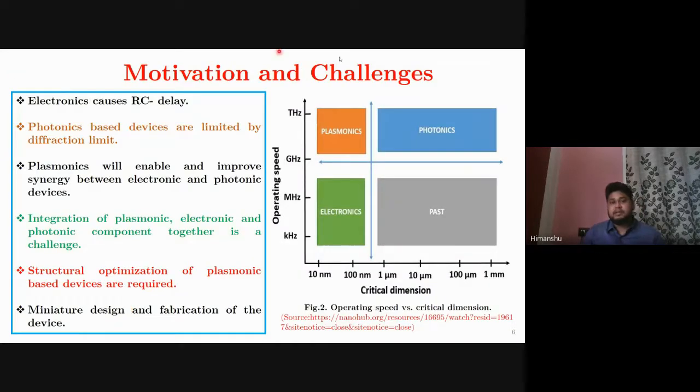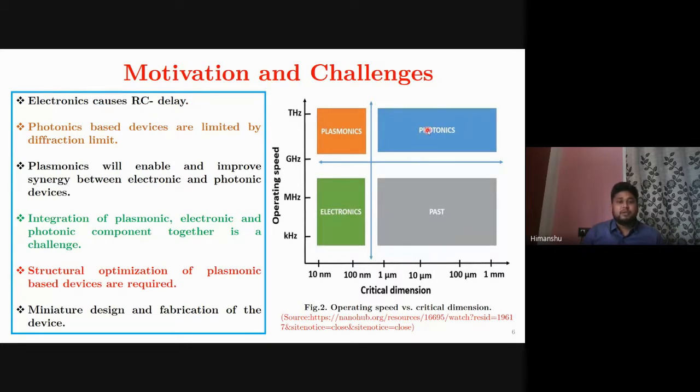Coming to the motivation and challenges, here in figure 2 we see the operating speed versus the critical dimensions. In the past, we were not able to achieve higher operating speed as well as not able to fabricate devices at lower dimensions. If we go for electronics, then with the help of electronics one can achieve lower dimensions, but it was not able to achieve higher operating speeds because electronics is limited by the RC delay.